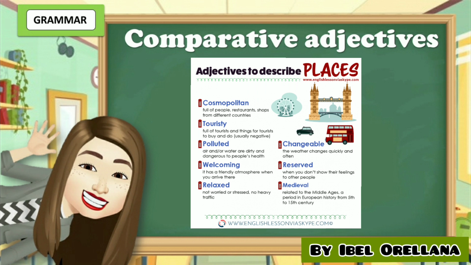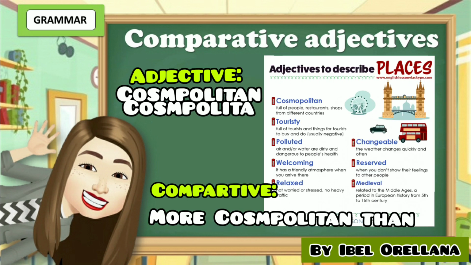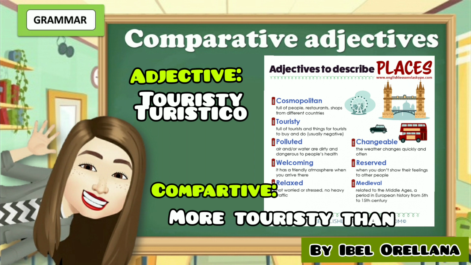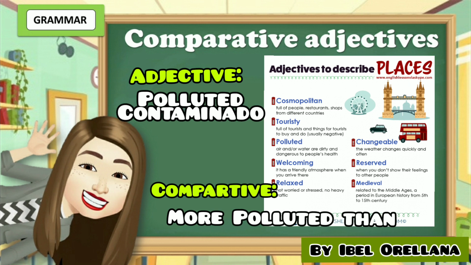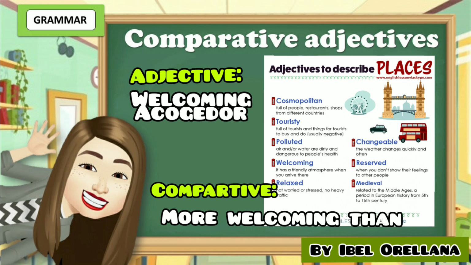Before continuing, we are going to review more adjectives for describing places. Adjective: cosmopolitan. Comparative: more cosmopolitan than. Adjective: touristy. Comparative: more touristy than. Adjective: polluted. Comparative: more polluted than. Adjective: welcoming. Comparative: more welcoming than.